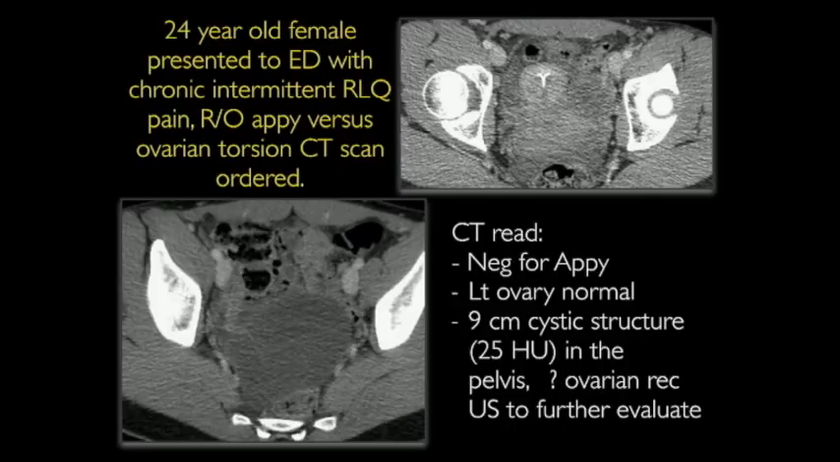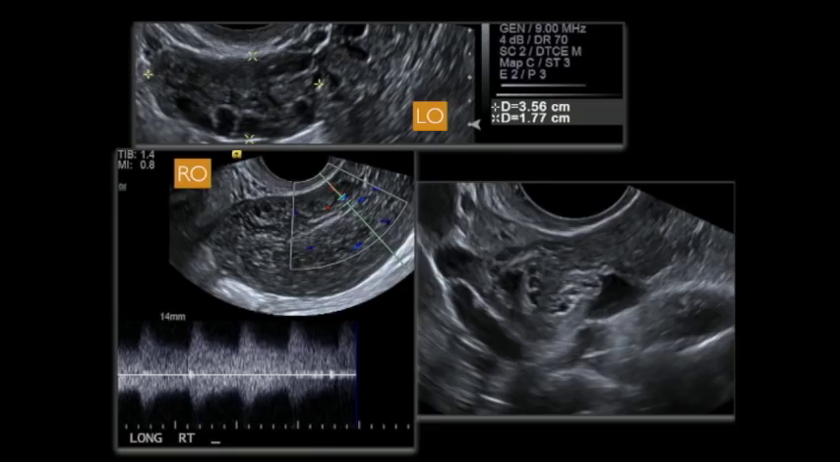acutely. Like in this case, a young woman, 24 years old, presented in the emergency room with chronic intermittent right lower quadrant pain. It was rule-out appendicitis versus ovarian torsion. The appendix was normal. We noted the left ovary, and the right ovary, we said, oh, there's perhaps a benign appearing cyst. But the patient ended up having an ultrasound, and look what we found on the ultrasound.